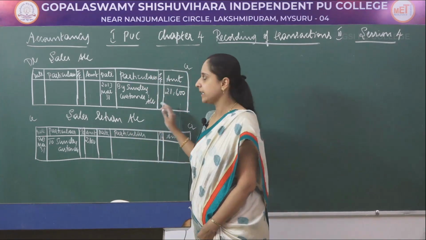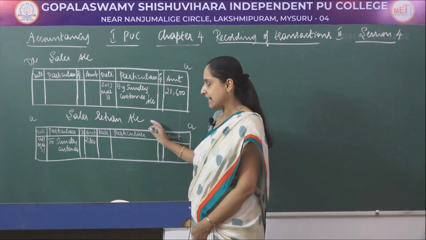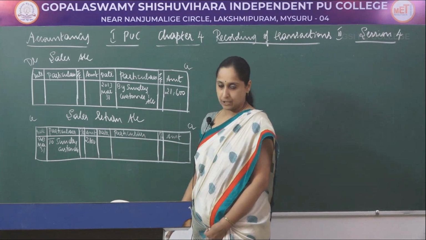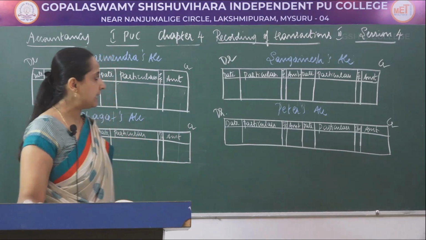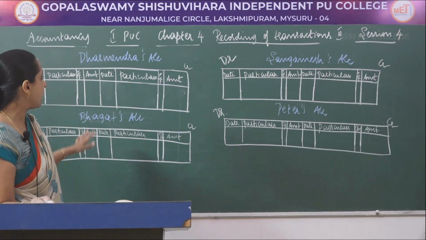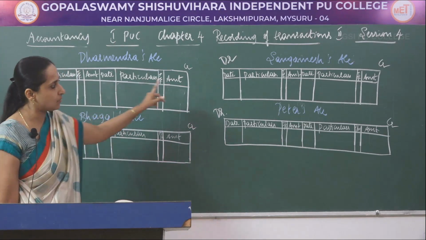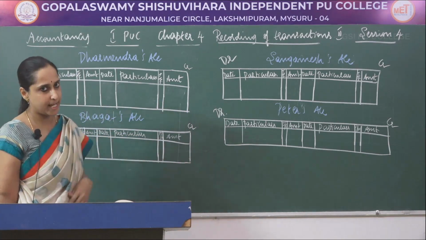So here we have recorded the sales transactions in sales account, and the sales returns we have posted to the ledger of sales return. So this is sales account and sales return account. Now let us continue by posting to various ledger accounts. Now I have opened the ledger accounts of Dharmendra, Bhagat, Sangamesh and Peter. Now let us try to enter the transactions.